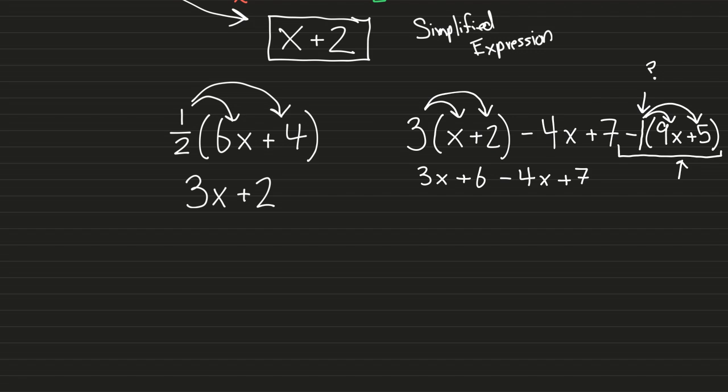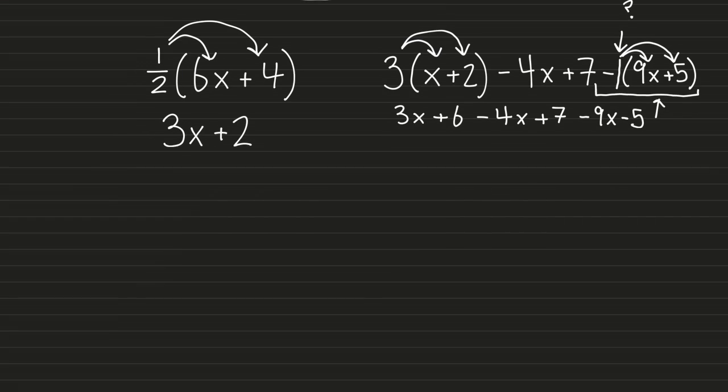-1 times 9 is going to be, it's a negative times a positive, so I'm going to get a negative, and 1 times 9 is 9, minus 9x. And I've got -1 times 5, which is -5. So notice when we don't have a number out here, if we just have a minus sign, we're actually just going to flip the sign of everything in there. Notice how 9x became -9x and 5 became -5. So be on the lookout for that situation.